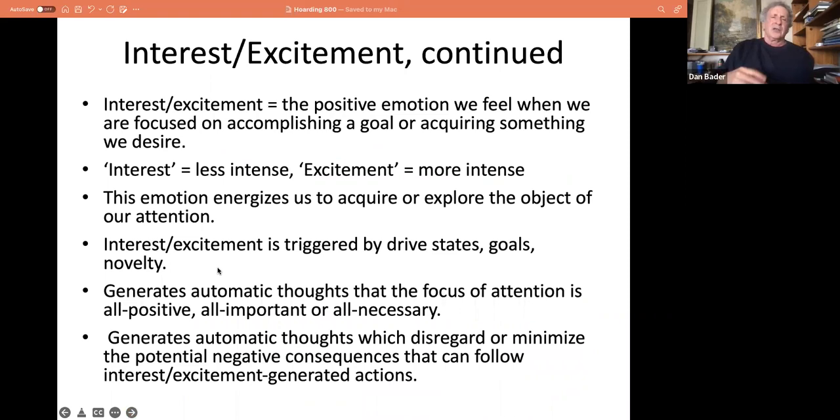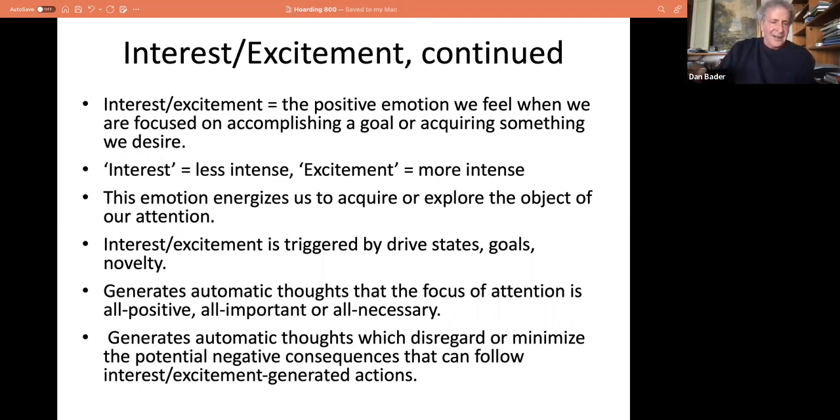Okay. So just, again, interest, excitement, it's the positive emotion we feel when we are focused on accomplishing a goal or acquiring something we desire. As I said, interest less intense, excitement more intense. The emotion energizes us to acquire or explore the object of our attention. Interest, excitement, as I said, is triggered by drive states, goals, novelty, generates automatic thoughts that the focus of attention is all positive, all important, or all necessary.